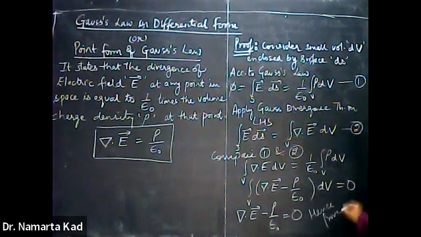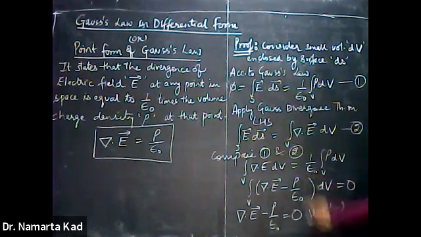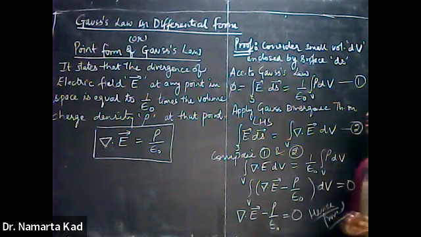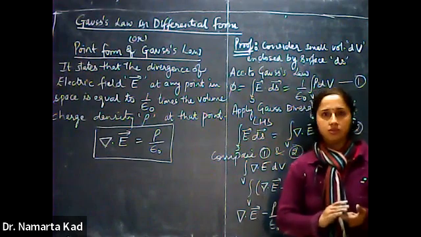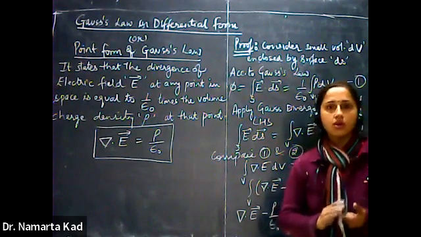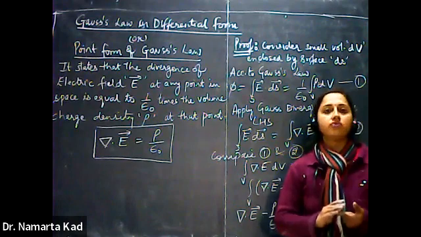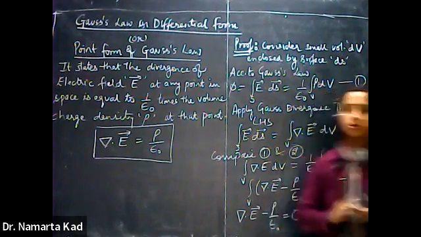Hence proved. So this is a small derivation for the point form of Gauss's law. There is one limitation of Gauss's law: it cannot be applied on non-Gaussian surfaces. For Gauss's law, the Gaussian surface must be there.